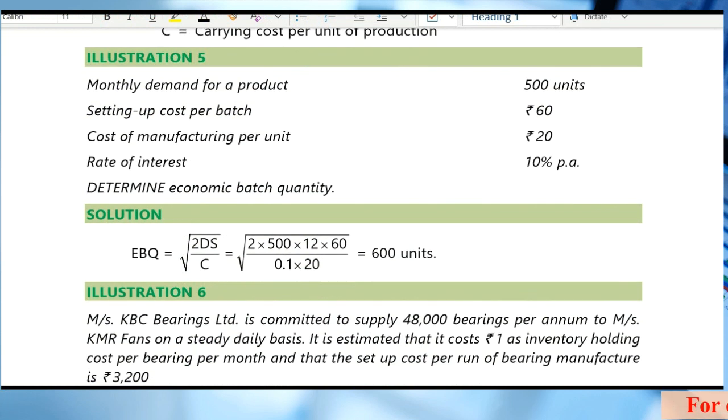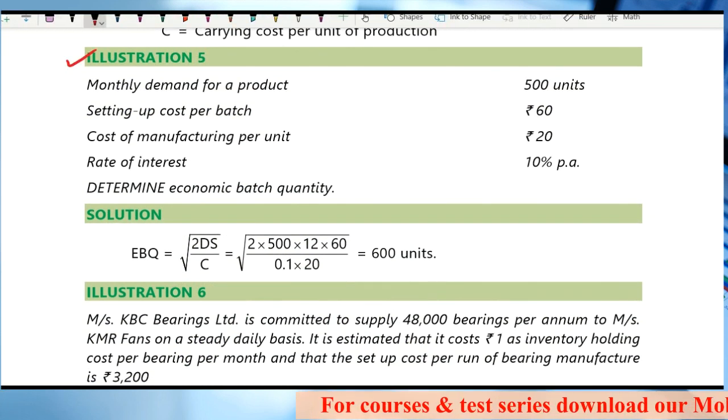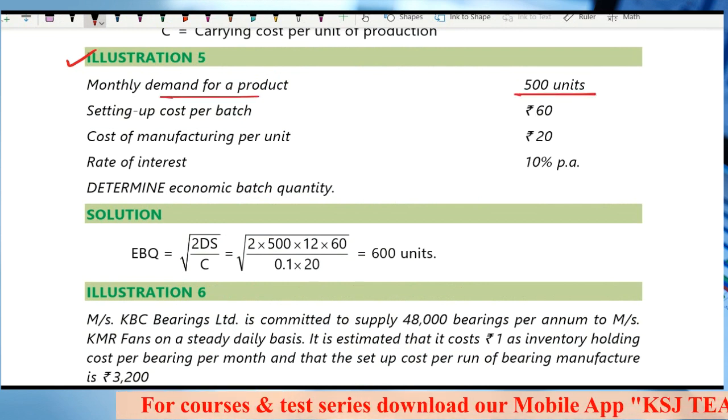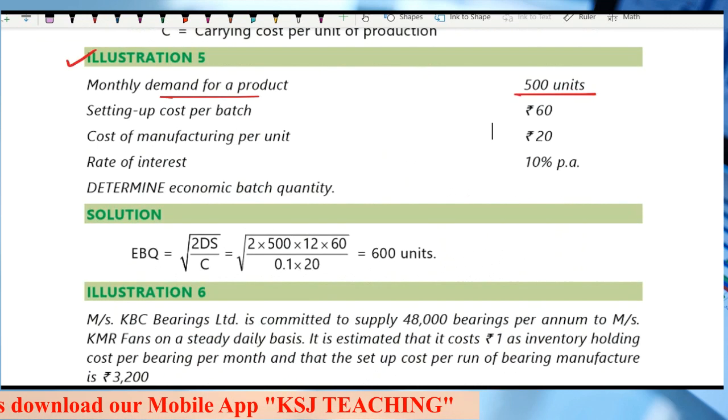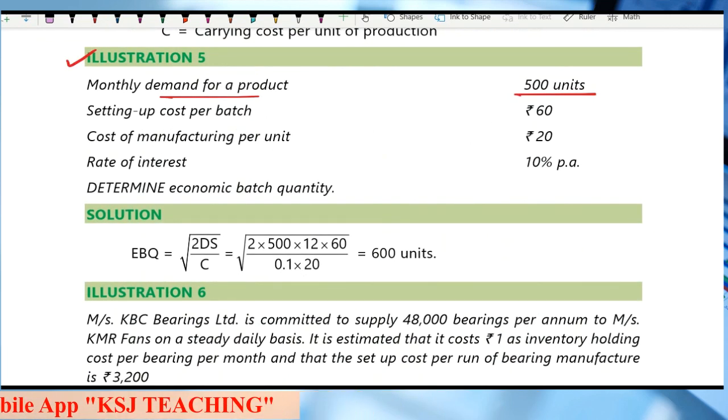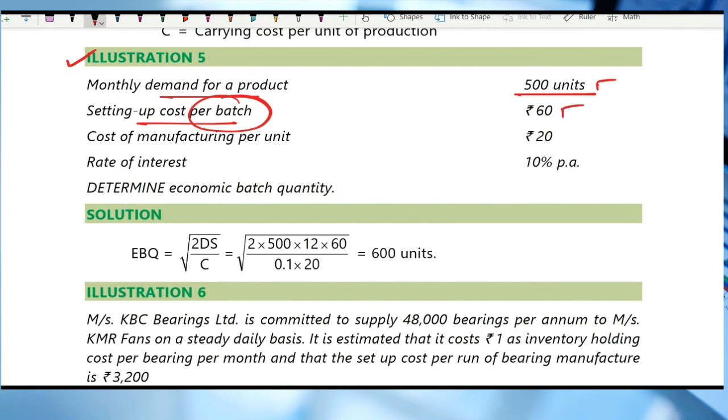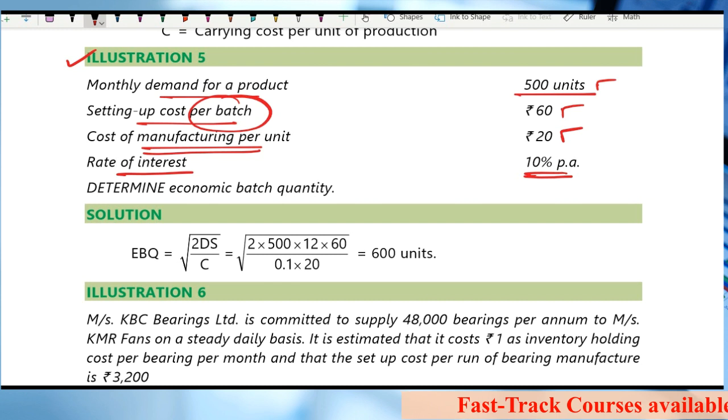Very easy question. Illustration number 5, this is from your ICAI module only. Monthly demand for the product is 500 units. I have given it in my sheet also, right? Question number 5 and 6. Clear? Monthly demand for the product 500 units. Setup cost per batch is rupees 60. Cost of manufacturing per unit is 20 and rate of interest is 10% per annum. Determine the economic batch quantity.